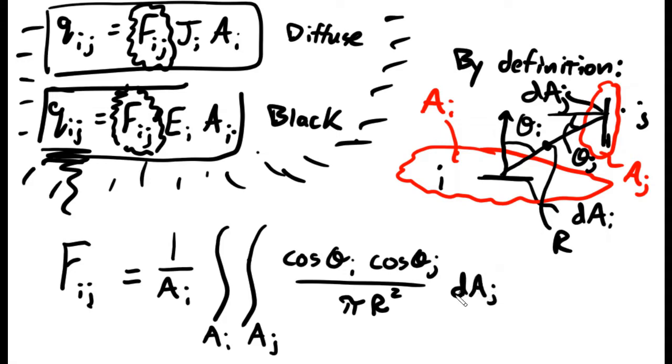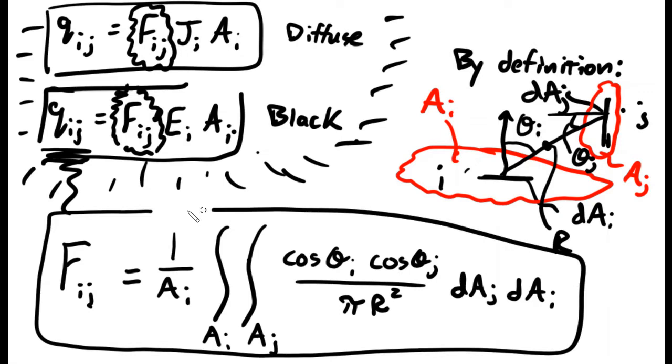See, this differential operator is related to this integral. So we're integrating this expression over the entire area j. We're moving this little differential area all around our area j, which changes r and theta j, and integrating this. And then we're also doing this integral all over area I. So we're moving this differential area all over area I, integrating this with respect to this location, which changes r and theta I. And that right there is the definition of a view factor.